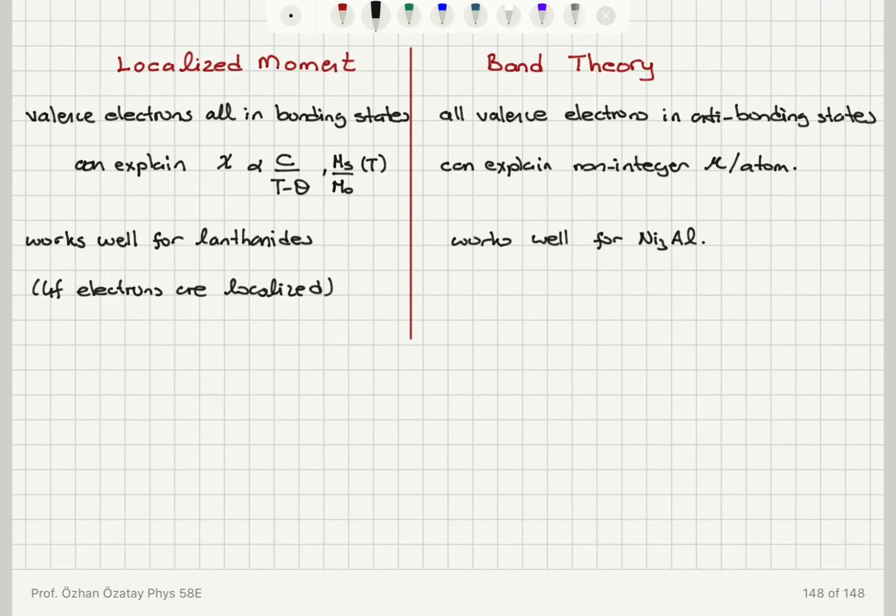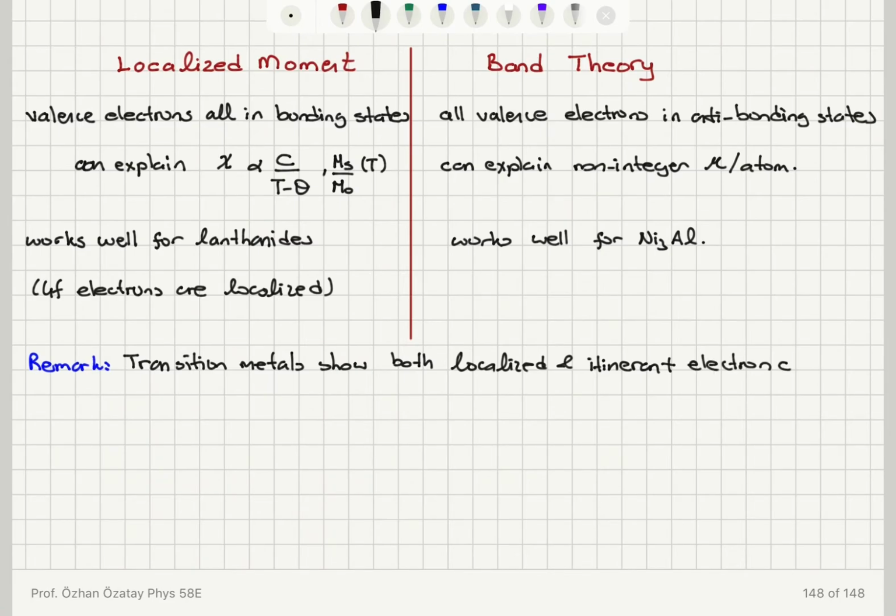Now in reality, let's put a remark here. None of these pictures are complete. In general, transition metals show both localized and itinerant electron characteristics. So in general, it's a combination of these two.